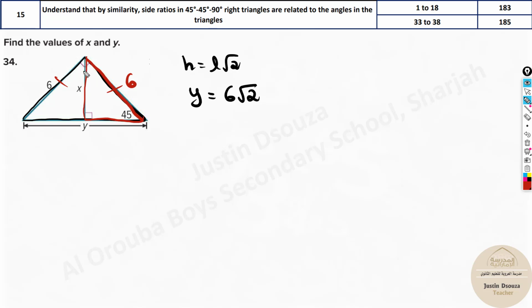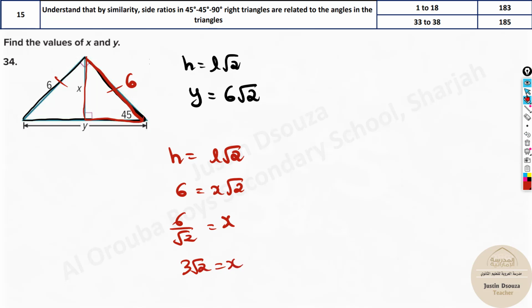But how do we find this x now? Very easy, same formula. Hypotenuse is L root 2. Now we know hypotenuse over here. In this triangle, hypotenuse is 6. So 6 equals x root 2. Take the root 2 to the other side. It will be 6 by root 2 equals x. Or you will have 3 root 2. 3 root 2 equals x.